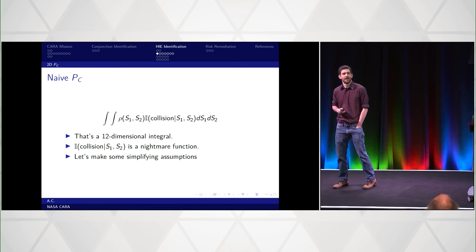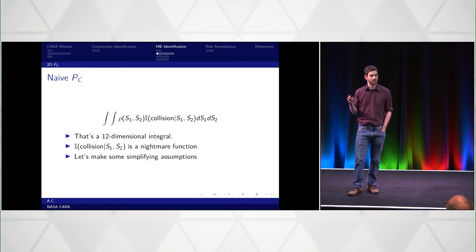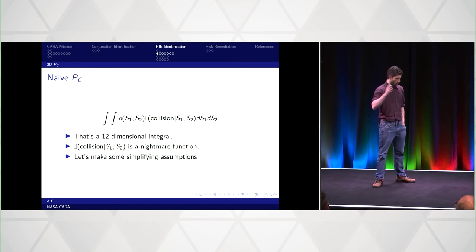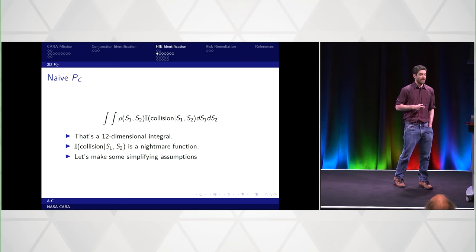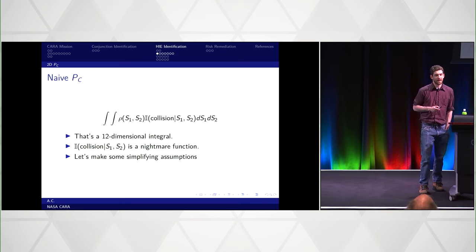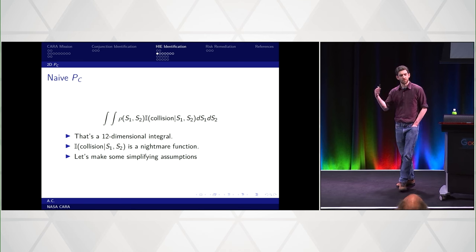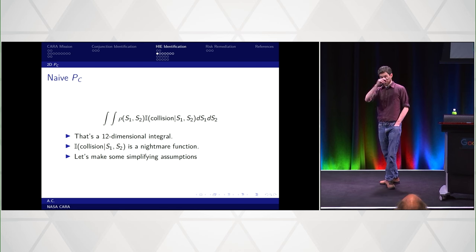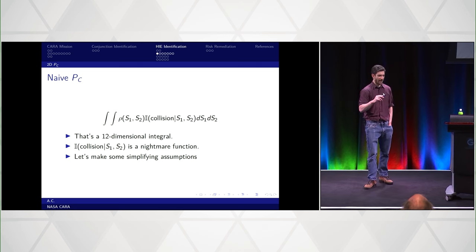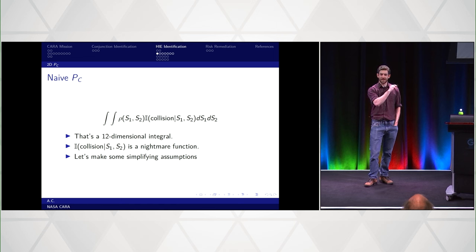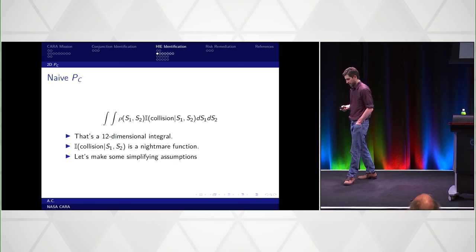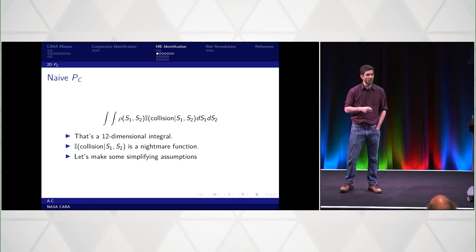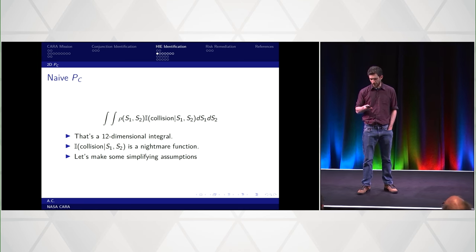This is real tough. First of all, our state vectors we previously discussed are six-dimensional. So that's 12 dimensions of integral that I've got to work through. And then that indicator function is an absolute nightmare. I have no clue what sort of boundaries it's going to impose on that 12-dimensional space. Because if I'm doing this really rigorously, I'm going to include all of those perturbations we were talking about before. And I couldn't even solve that differential equation to begin with, much less figure out how it injects into this integral. So, you know, when the going gets tough, the tough get going.